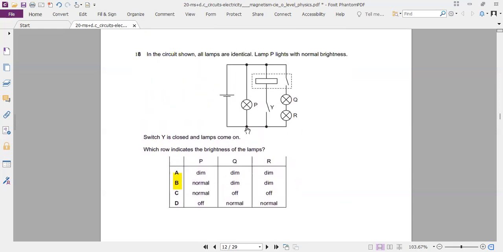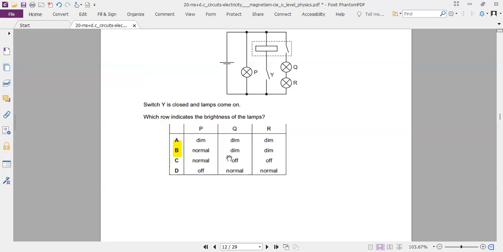Now, one might ask why P won't dim when we connect extra light bulbs. It is because of the parallel arrangement. P's voltage is not decreased due to this part of the circuit. P gets the same voltage from the battery, so it stays normal as long as the battery lasts.